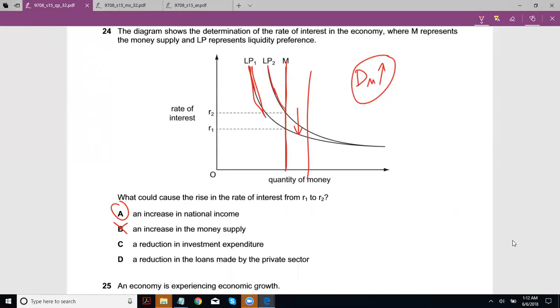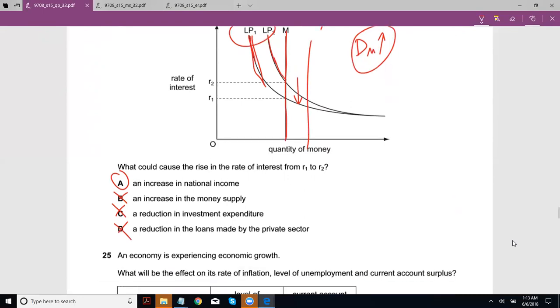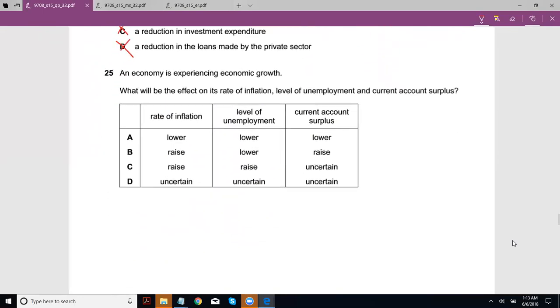Well, if you're having less investments, that could increase interest rate, but I don't think that's what is shown here. The reduction in loans, again, I don't. What is shown in this particular diagram is the liquidity preference curve theory, not the other alternative theory of loanable funds for determination of interest rates. So we can just go with A.